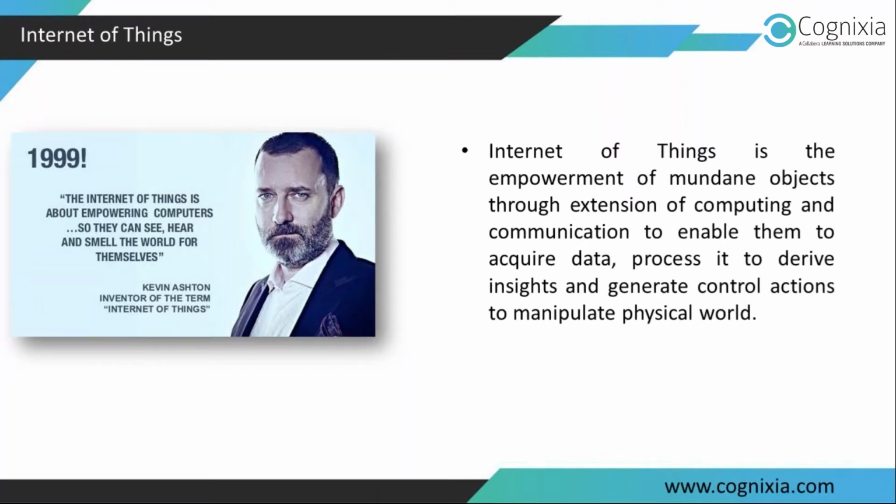So Internet of Things is defined as the empowerment of mundane objects, as you can read here on my slide, through extension of computing and communication. So we are in the process of extending these capabilities, computing and communication, to more and more mundane objects. Any object, as small and as trivial as your shoe or your wristwatch or your shirt, has the possibility to be converted into an IoT product.